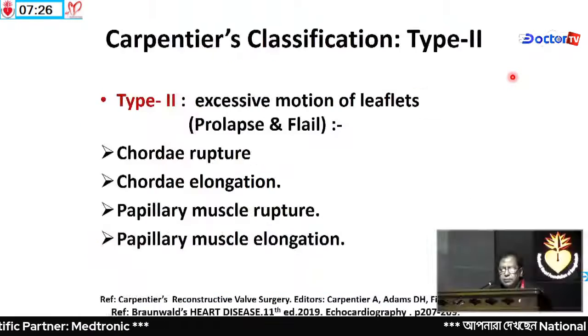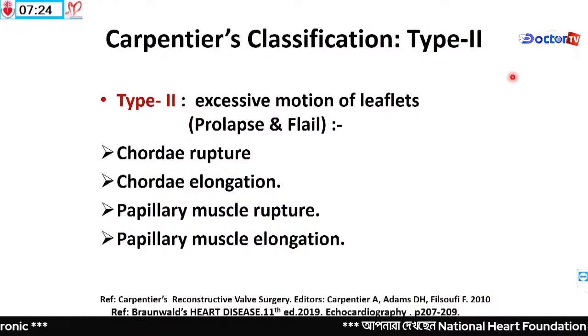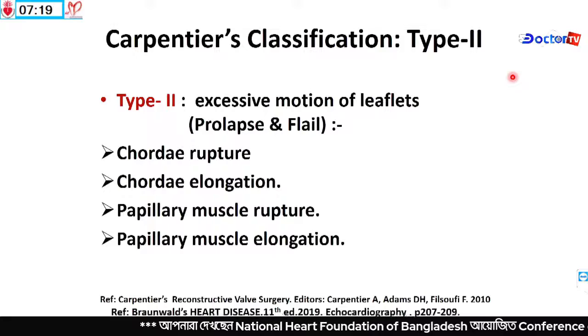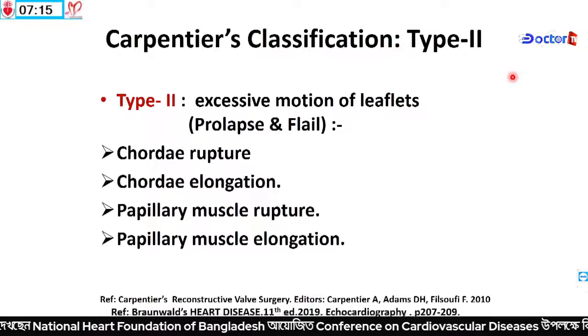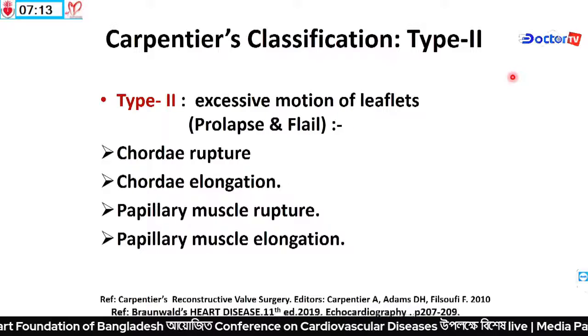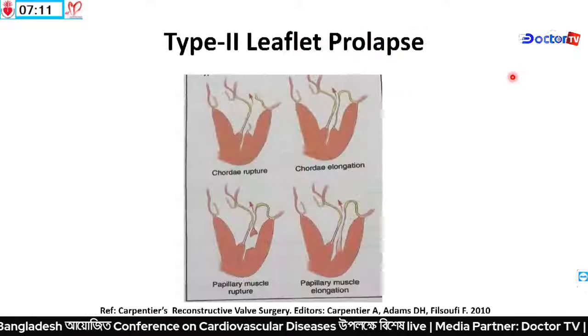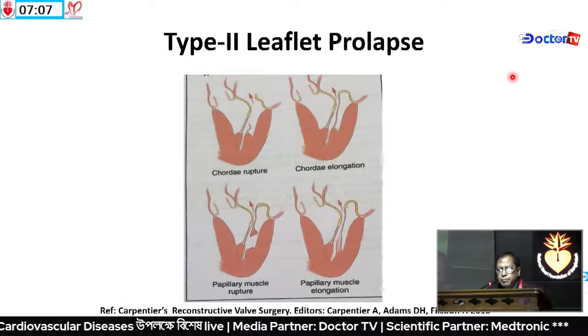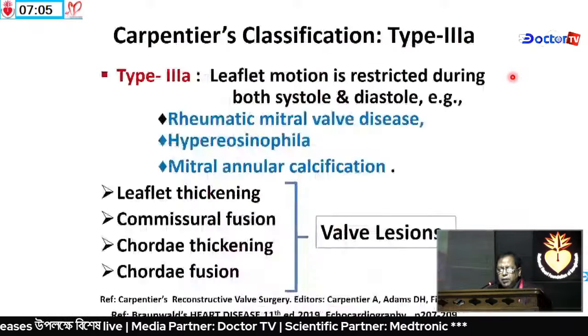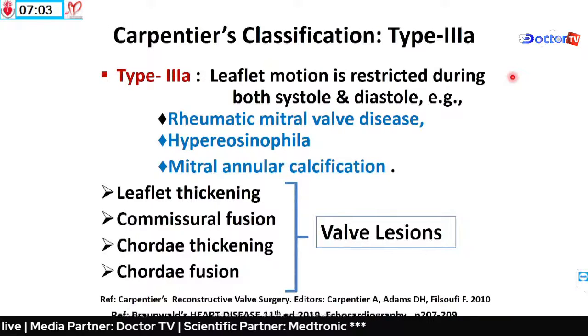These are some pictures. And type 2, the prototype or classical example is myxomatous or degenerative mitral valve disease, where the pathological lesions are chordae rupture, chordae elongation, papillary muscle rupture, papillary muscle elongation. So these are some pictures of the chordae rupture, chordae elongation, papillary muscle rupture, papillary muscle elongation. And these are the Carpentier's classification type 3A.